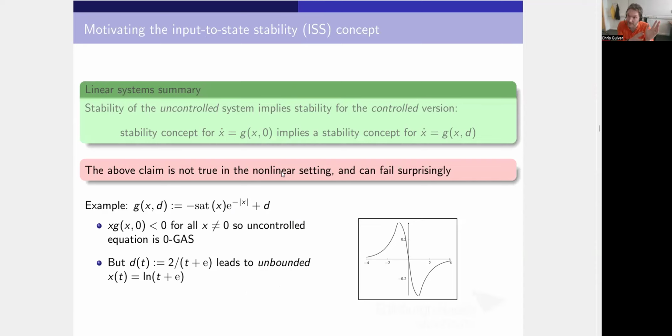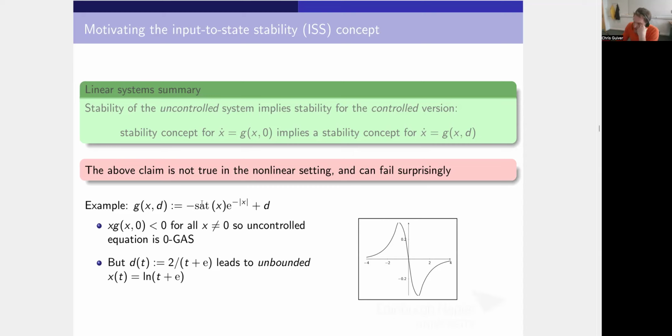So I come from a linear systems background originally, infinite dimensional linear systems background, and I note the following, or at least for the finite dimensional case. Stability of the uncontrolled system implies stability of the controlled version, right? So a stability concept for x dot is g of x and 0, uncontrolled, implies something for the controlled version, x dot is g of x and d. For nonlinear systems, this is not true, and it can fail really quite surprisingly. And for nonlinear systems experts, of course, that's not surprising. But when you maybe first meet it, you think, gosh, I wasn't expecting that.